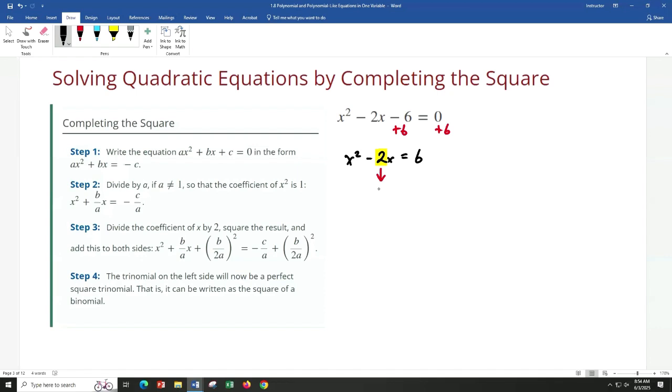And you're going to come in here and take this 2 and divide it by 2. Always by 2. You're always dividing by 2 because you're cutting it in half. 2 divided by 2 is obviously going to be 1, and then we square it. And then we get a 1, obviously.